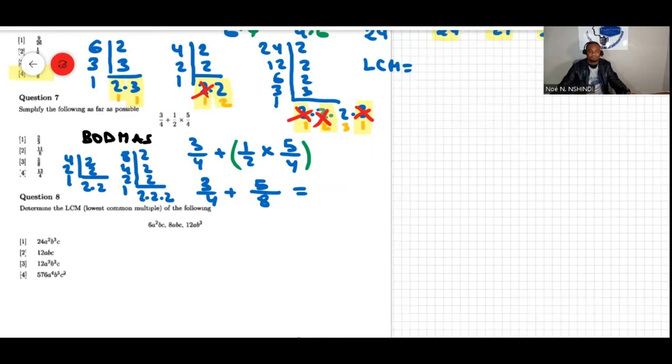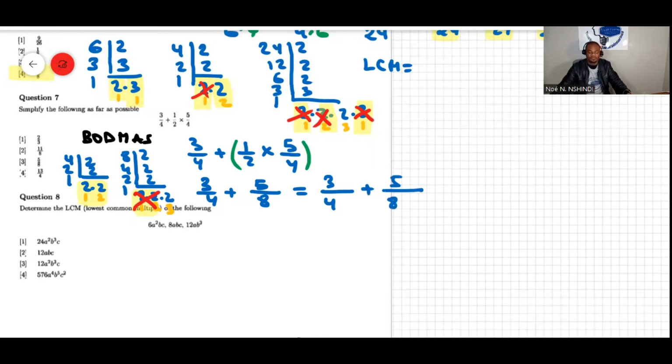And then if I label this one, the first two, the second two, the first two, the second two, the third two, I cannot take these again because they're already here. So I can take these, okay? But I can take 2 (first), 2 (second), and 2 (third). So 2 times 2 times 2 is equal to 8. So this will be 3/4 plus 5/8.